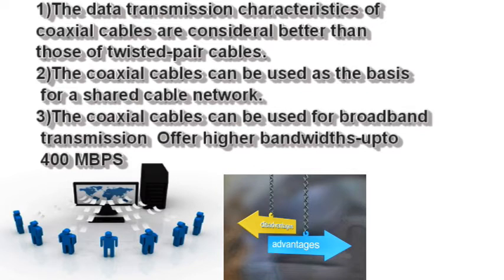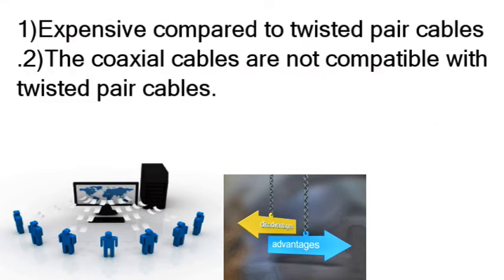Now coming to the disadvantages: it is expensive compared to twisted pair. The coaxial cables are not compatible with twisted pair cables. Now we also have types of coaxial cable, just as we have types of twisted pair. So it is thicknet and thinnet.